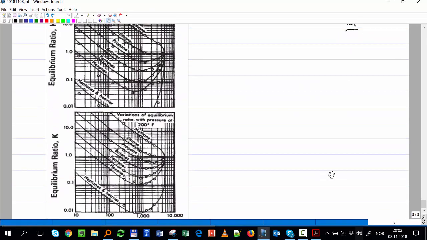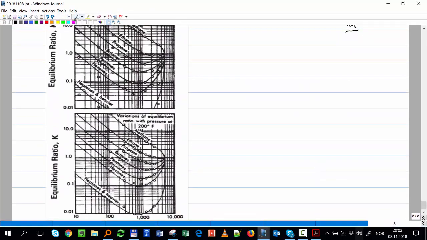Okay, so what do we do with the K? That's the main question. You're talking about K and K, what can be done with K? So let's see how many equations we have. We know that the sum of yi has to be equal to 1, right? We want to find xi and yi. These are the unknowns.